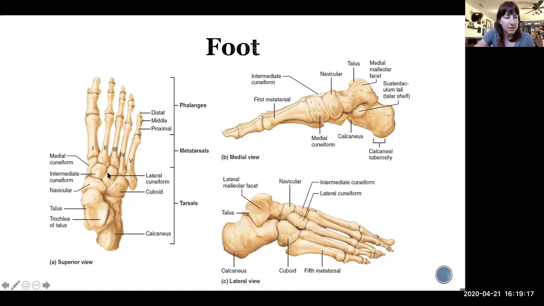All right, I think that is those. So those are your ankle bones. So those are your tarsals, right? Three cuneiform bones, a cuboidal bone, navicular, talus, and calcaneus, okay?